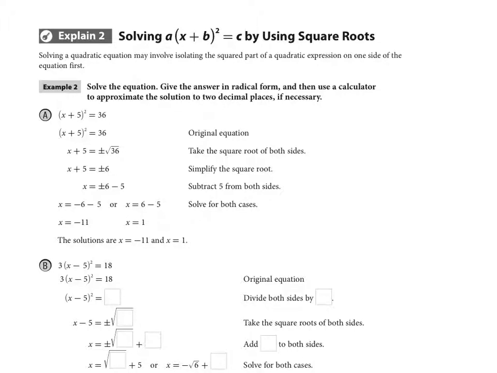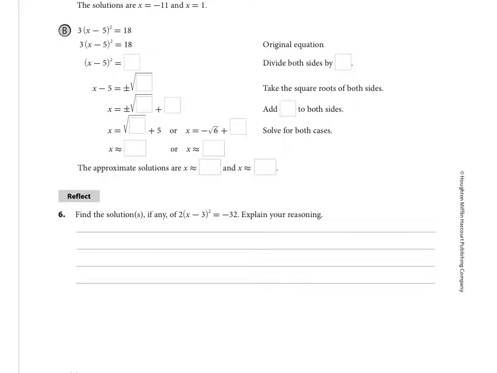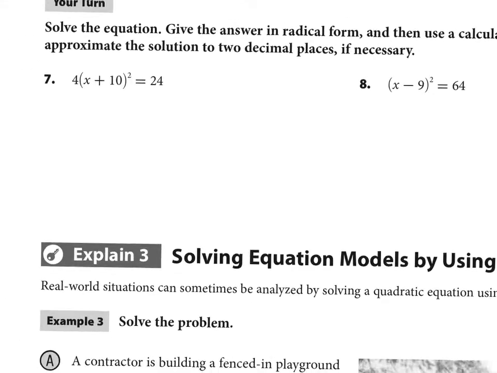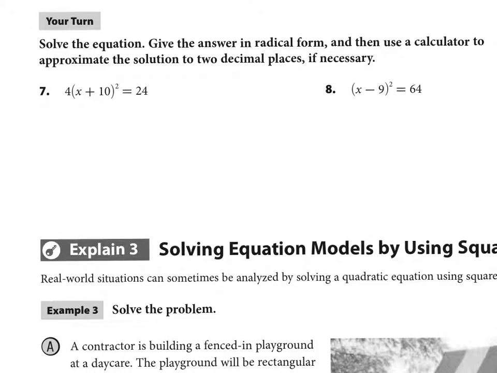So now, we're going to change the form of the equation slightly. Again, you can look at your turn. So in this case, it says give the answer in radical form. All that means when you see radical form is put it as a square root, but it says also use a calculator to approximate the solution to decimal places if necessary. But we're going to do exact answers.